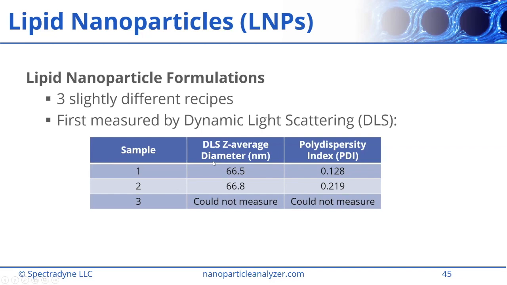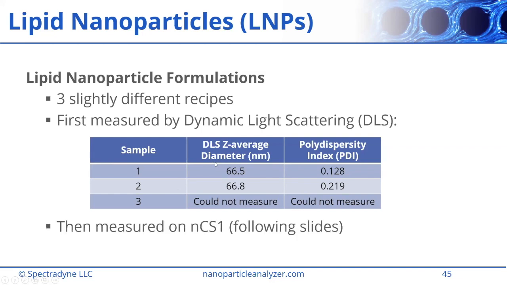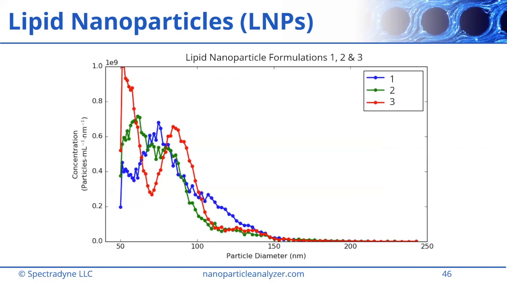So what's going on in these samples? Well, we took the samples and measured them on the NCS1. And this is what we see. So now we're showing samples 1, 2, and 3. And remember, these are now actual particle size distributions because we're measuring particles by counting them and measuring their size one by one. So we've got concentration on the y-axis and particle diameter on the x-axis starting at 50 nanometers or so. First, we see that there are clear differences between the three populations, right?